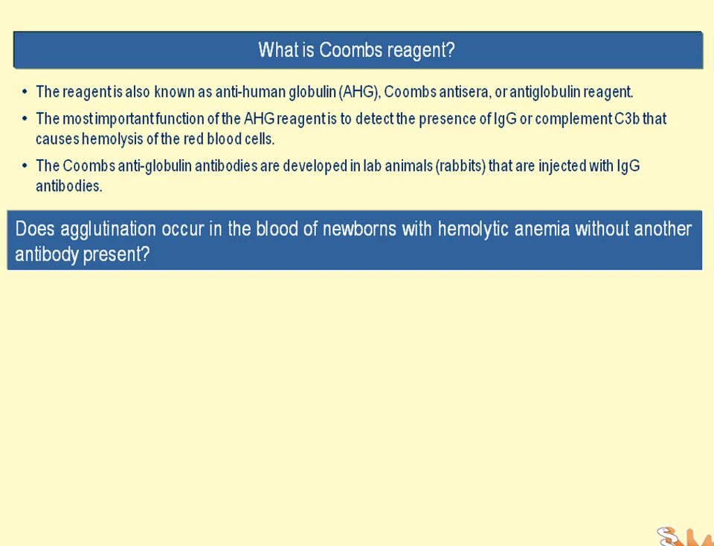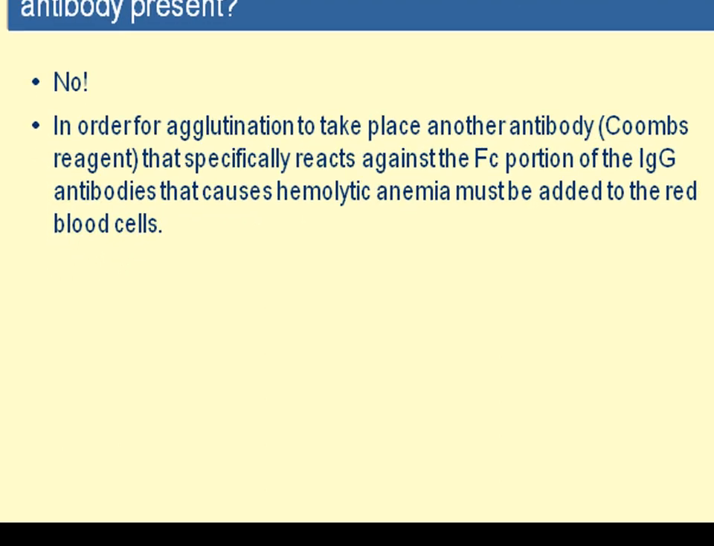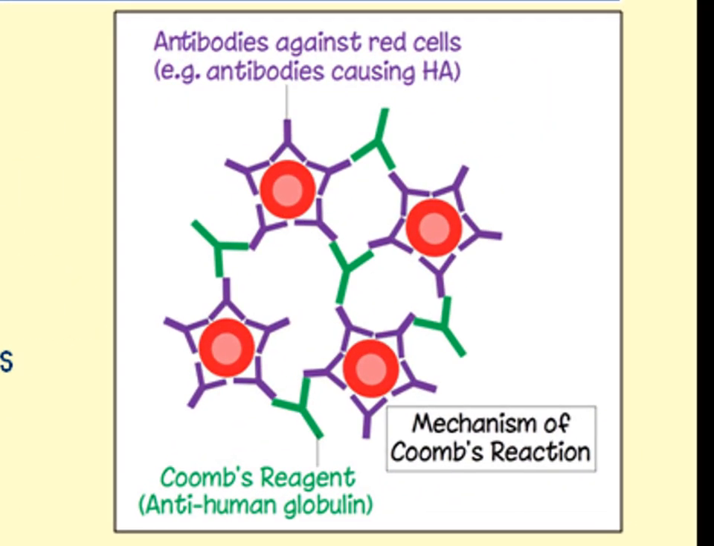The answer is no. In order for agglutination to take place, another antibody, your famous Coombs reagent, must be present. This reagent specifically reacts against the Fc portion of the IgG antibodies that cause hemolytic anemia, and it must be added in the lab to the red blood cells. This diagram represents it very well for you.